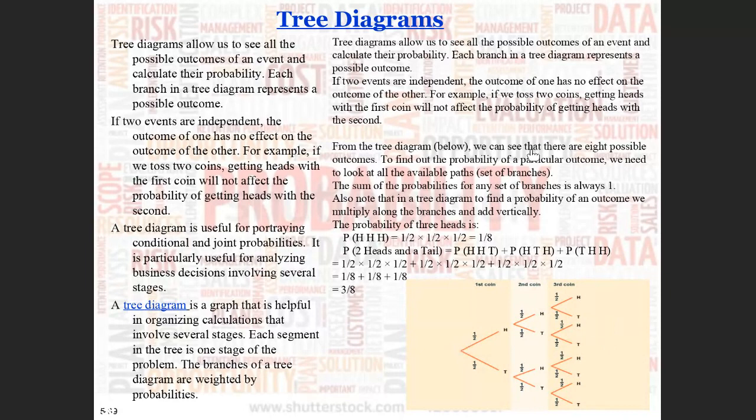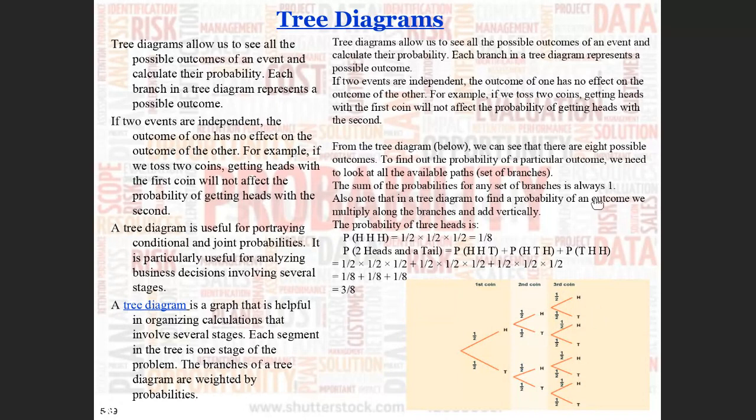Okay, so tree diagrams allow you to see all the possible outcomes of an event and calculate the probability. Each branch, okay, these are branches, and even these are branches. If two events are independent, the outcome of one has no effect on the outcome of the other. So for example, if you toss two coins, getting heads with the first coin will not affect the probability of getting heads with the second. And from this tree diagram, you can see that there are 8 possible outcomes. That's with flipping it 3 times with 3 coins.